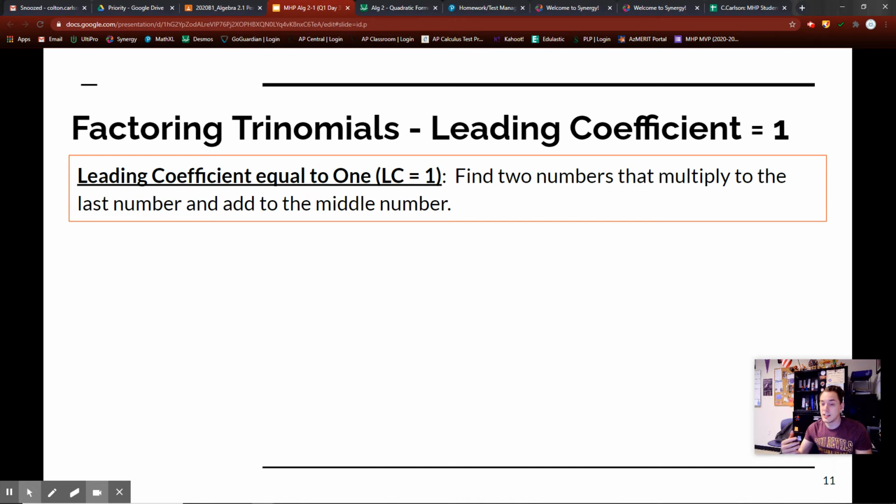So if this is the case, find two numbers that multiply to the last number and add to the middle number. So multiply to the last number and add to the middle number. That's all you need to do. So we're going to go through these three examples, and let's go to town.